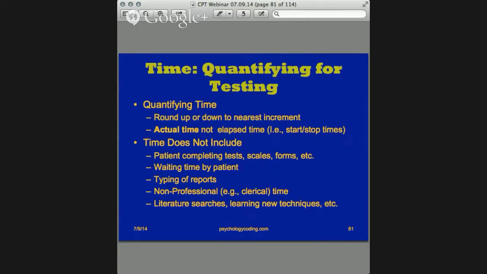For quantifying testing, round up or round down to the nearest increment, and use the actual time, not the elapsed time. We are often using, hopefully more and more in our office, start and stop times on the actual tests themselves. Time does not include the patient completing a test, the waiting time by the patient, the typing of reports, and non-professional clerical time, literature searches, and learning new techniques.